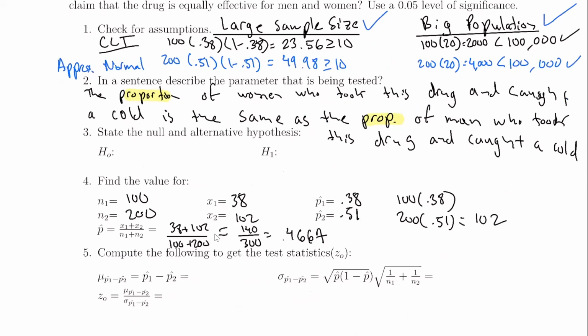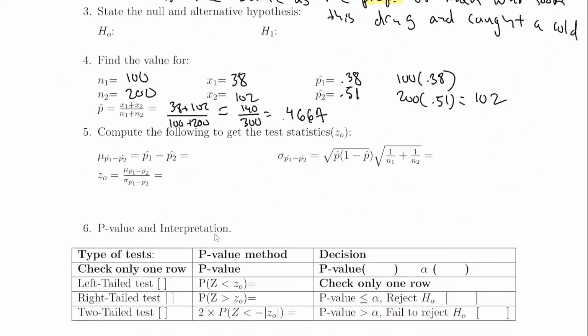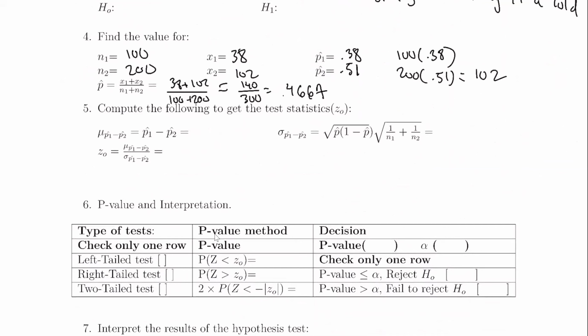All right, so let's get to number 5. For number 5, we're going to check to see if our test statistic, which in this case is our z-value, is significantly big. So let's first do mu of p hat 1 minus p hat 2. So we're going to do p hat 1 minus p hat 2.